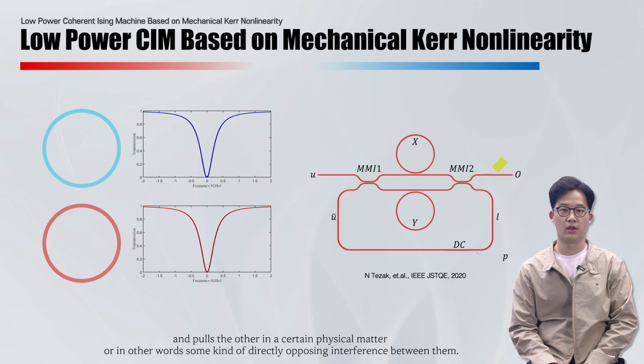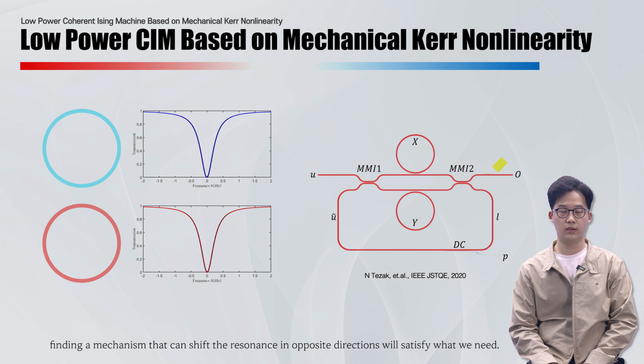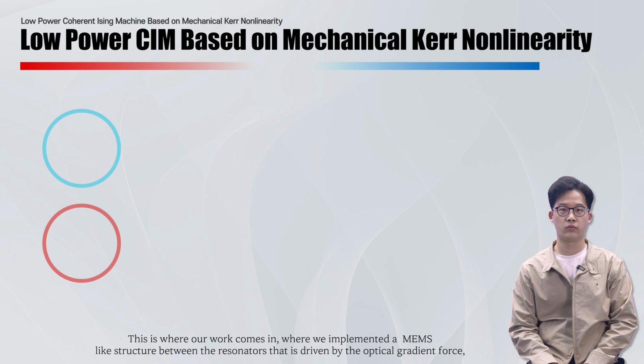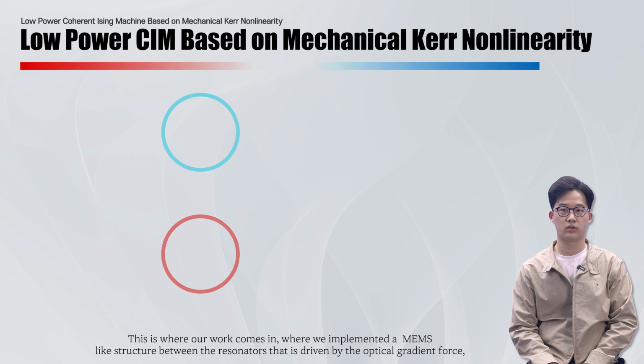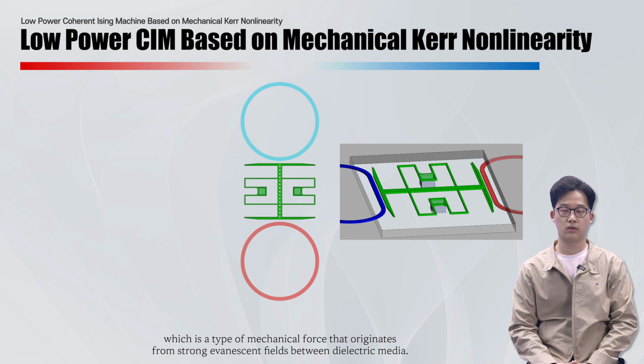Since the power inside a ring resonator is dependent on the detuning between the resonator resonance and the optical pump frequency, finding a mechanism that can shift the resonance in opposite directions will satisfy what we need. This is where our work comes in, where we implemented a MEMS-like structure between the resonators that is driven by the optical gradient force, which is a type of mechanical force that originates from strong evanescent fields between dielectric media.